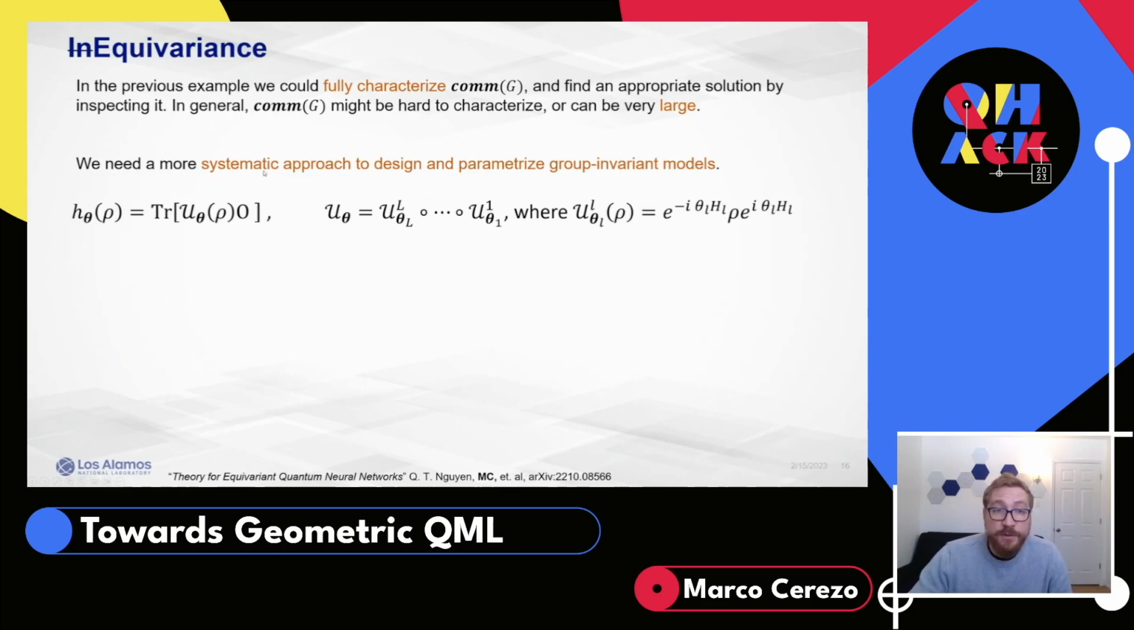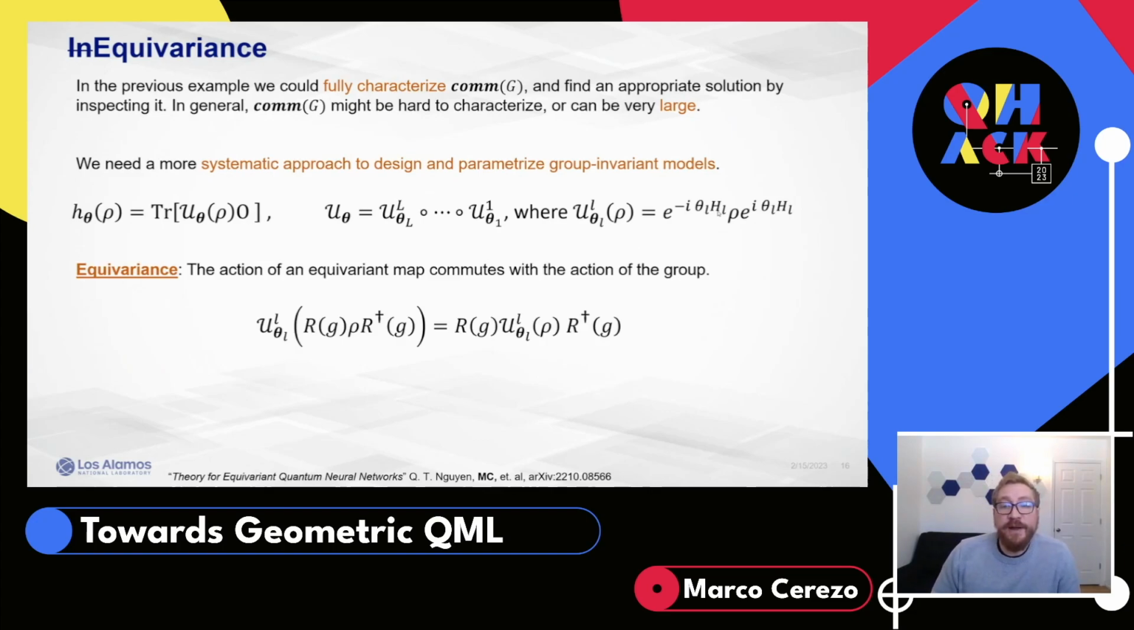So what we want to do is design and parameterize group invariant models. So let's go back to this approach where we take a unitary and we apply it to O. And let me just assume that this unitary contains multiple layers, and each one of those layers is just e to the minus i theta H, right? It's just take a Hermitian operator, exponentiate it, and rotate your state, and you do this multiple layers at a time. So how do we define equivariance?